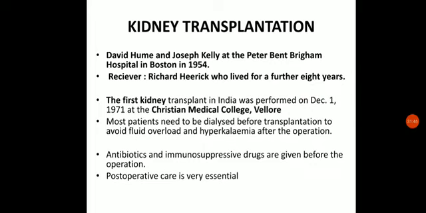So if the body recognizes the transplanted kidney as self, only then can the transplant be successful. Otherwise the body may reject this kidney, and that may lead to different types of problems, mainly it can cause death as well. The first kidney transplantation was done by David Hume at Joseph Kelly in Boston, and the receiver was Richard Herrick, who lived for around 8 years after transplantation successfully.